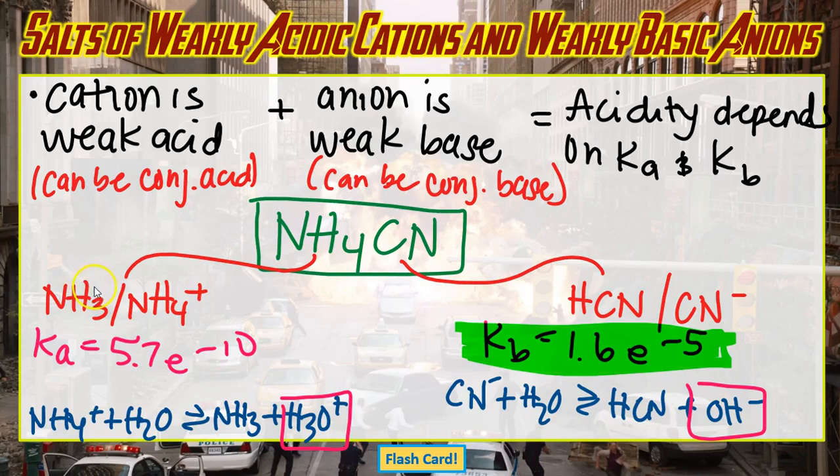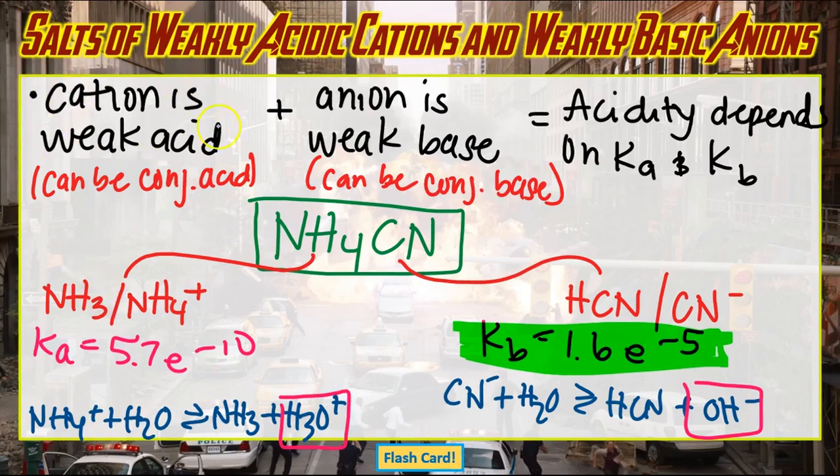And so a lot of times with these type of problems, you will be given those Ka and Kb values so that you can compare them to figure out if it's going to be more acidic with the larger Ka or more basic with the larger Kb. So if you have a cation that is a weak acid and an anion that is a weak base, then the acidity or basicity is going to depend on the Ka and Kb values. And that cation can also be a conjugate acid, which we saw before, and the anion can also be a conjugate base, or they simply can be a weak acid and weak base.